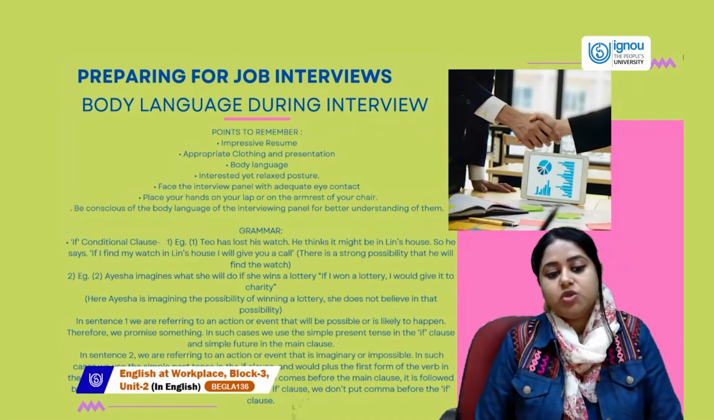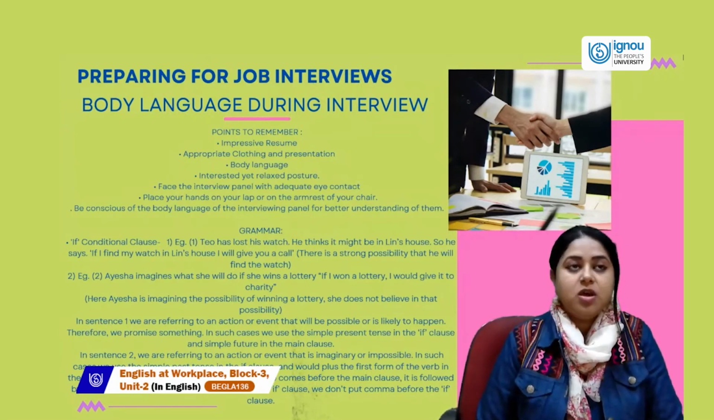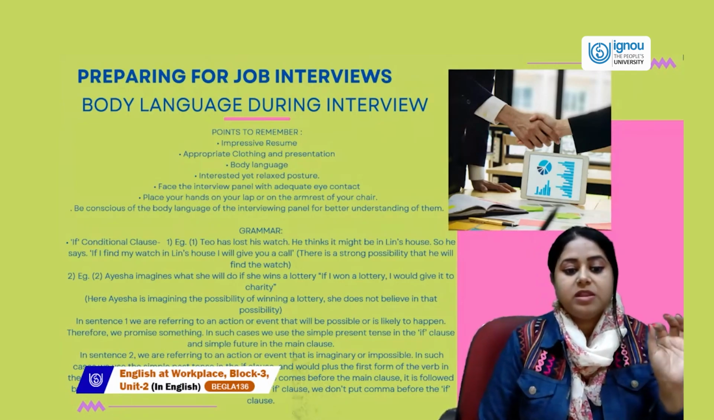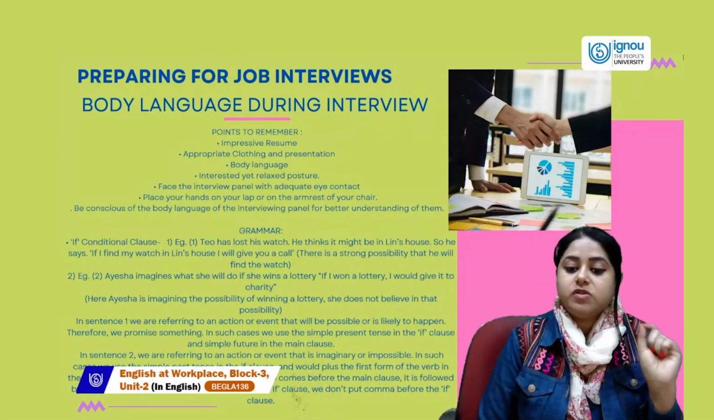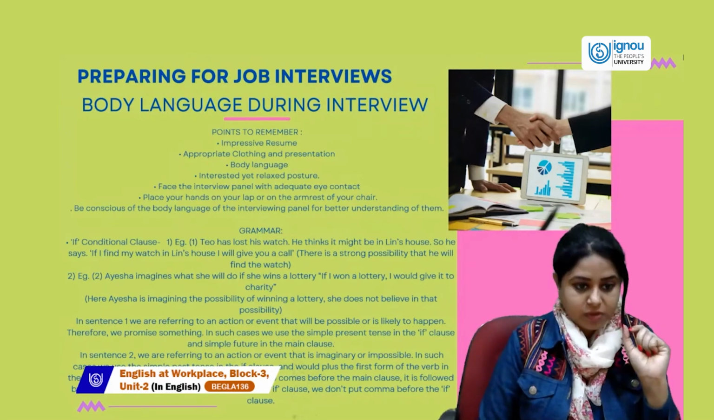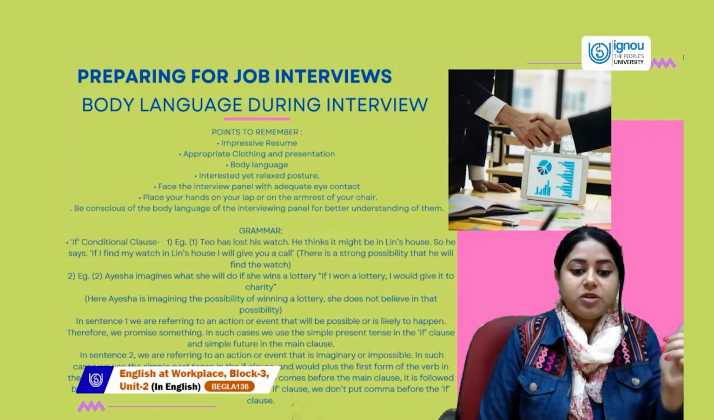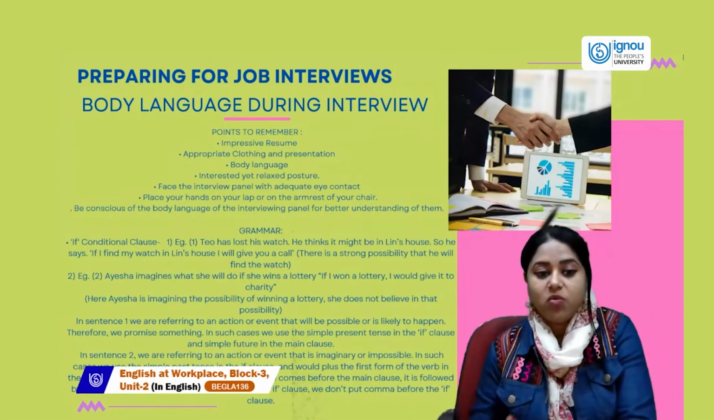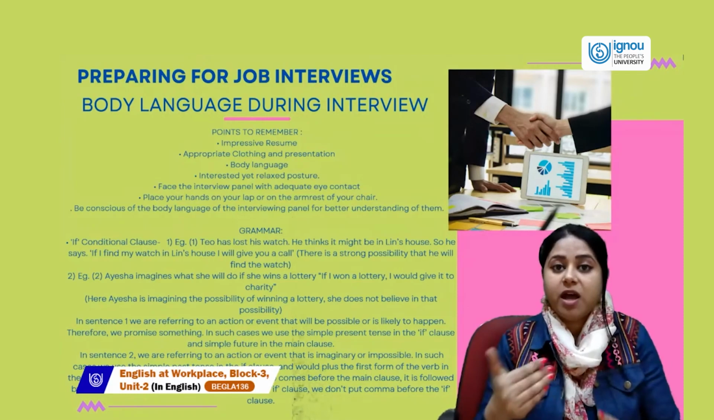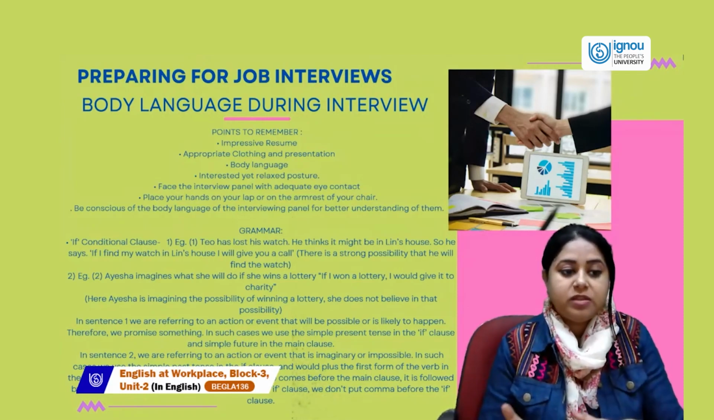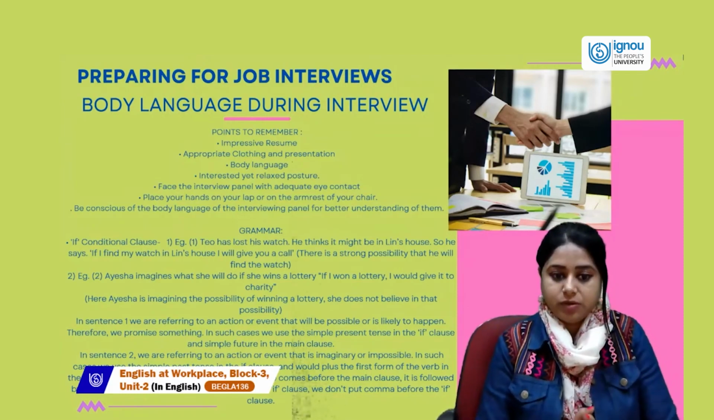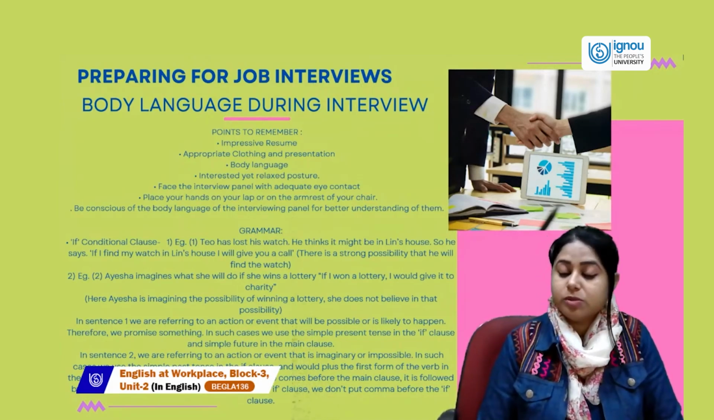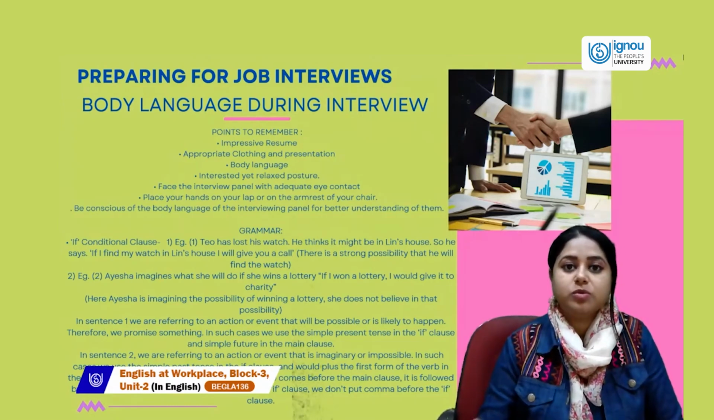Here we are referring to an action or event that is imaginary or impossible. In such cases, we use the simple past tense in the if clause and we put the first form of the verb in the main clause. Okay. So what is happening? It is something which is imaginary or impossible. So winning a lottery, chances of finding the watch in Lynn's house has a higher possibility for Theo than that of Aisha winning a lottery. So it is sort of imaginary and maybe impossible as well, because possible but not highly probable.